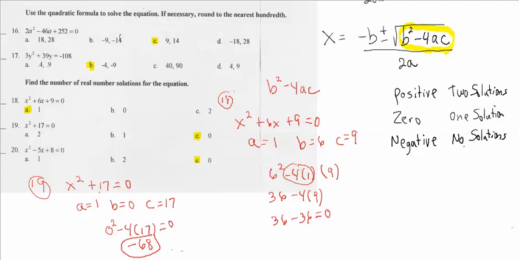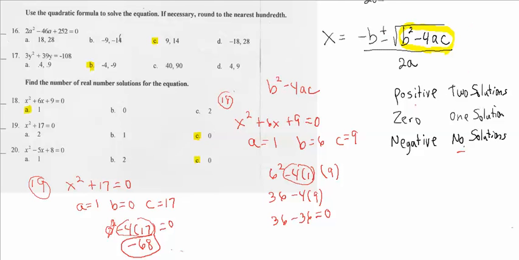Okay, number 19. I went through and identified my a, which is 1, and my b, which is 0, and my c, which is 17. I plugged them in here. 0 squared is 0. Then I went negative 4 times 17, which I got negative 68. If it's a negative answer, it's no solution, so there are 0 solutions.